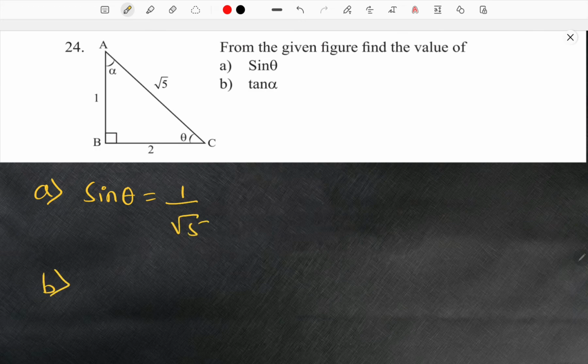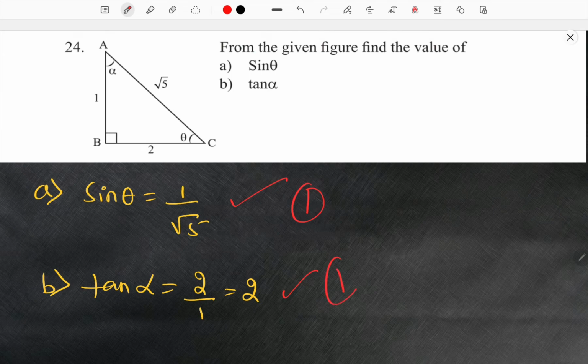Alright, B, tan alpha. So where is alpha? Alpha is here. Tan alpha means opposite divided by adjacent. Opposite is 2, adjacent is 1. So that's why it becomes 2 by 1. 2 by 1 is nothing but 2. That's it. So here how will the marks be distributed? Here 1 mark and here 1 mark, 2 marks you got.